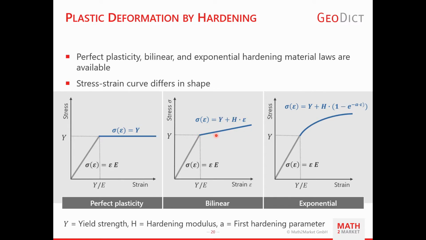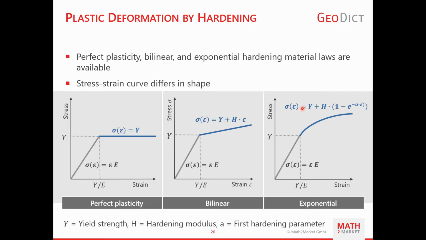And then third, we have the exponential hardening. In exponential hardening, the evolution of the stress strain curve after reaching yield stress is an exponential curve. You can see that here, and it is described by a more complex exponential plasticity law. And those three plasticity laws are available in the GeoDict material database. For some materials they are already implemented, and if they are not, you can add them for your material.